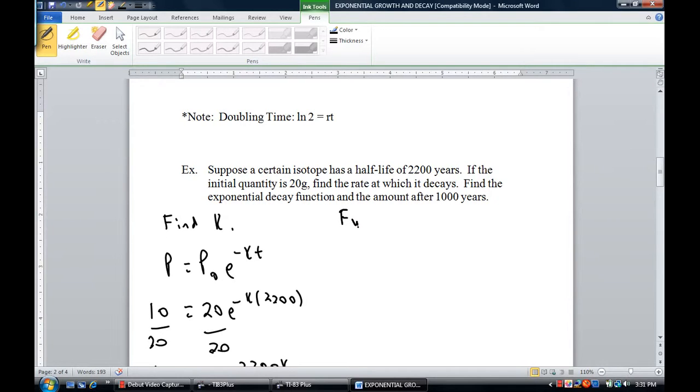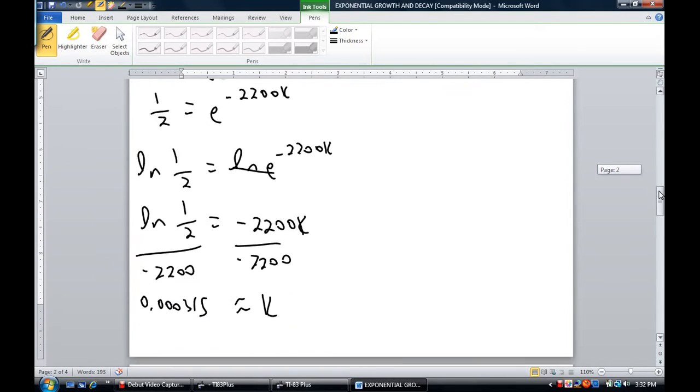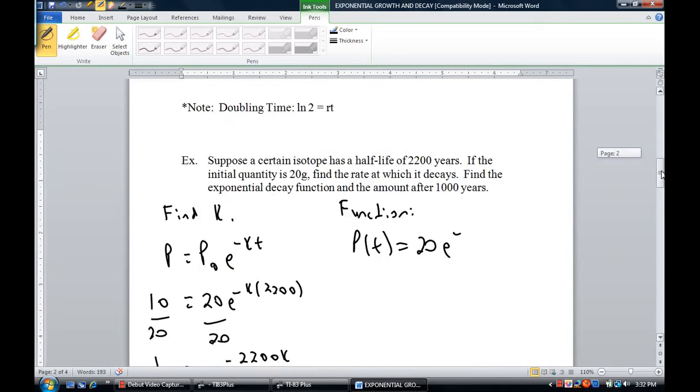Now we're going to find the exponential decay function. So what that function is, it's this, and I probably should have been using this the whole time. P of t. Sometimes that extra variable gets in the way, so I've been leaving it out. But since it's asking for a function, I want to put in correct function notation. I'm going to use P of t because we know what everything else is. We know that P sub 0 is still 20. We know e is still e. We know it's a negative, but we found out what k was. 0.000315. So that's what we're going to use.